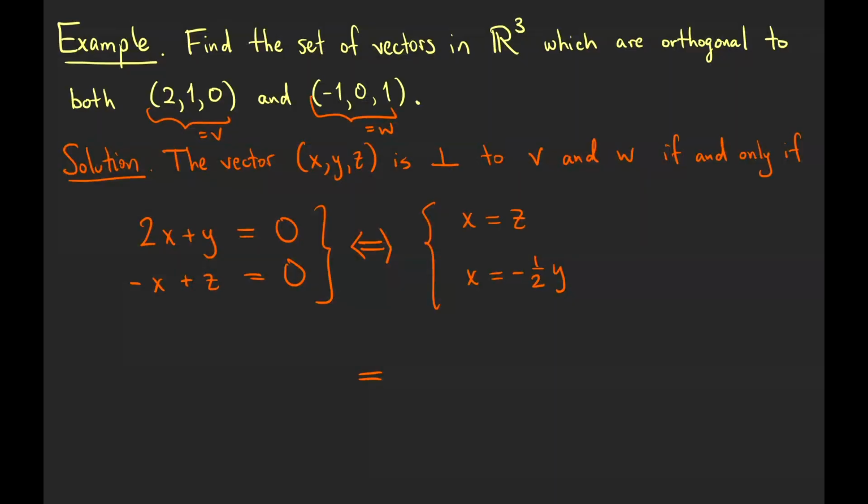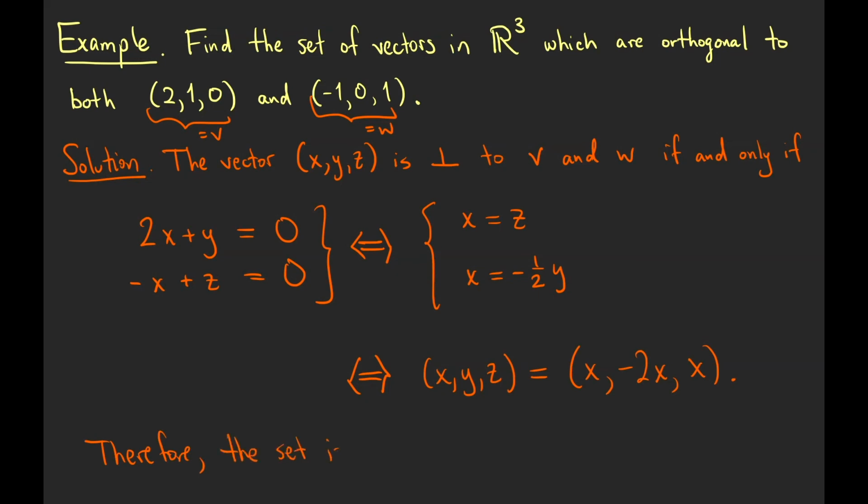All right, so this says that (x, y, z) must be x, and then -2x for y, and then x again for z. So you have to have that form, (x, -2x, x), and you'll be orthogonal to both vectors. Therefore, the set we're looking for, I can write as the set of all scalar multiples of the vector (1, -2, 1). So the set of all t times (1, -2, 1), where t is a real number. You can notice that this is actually a line passing through the origin.